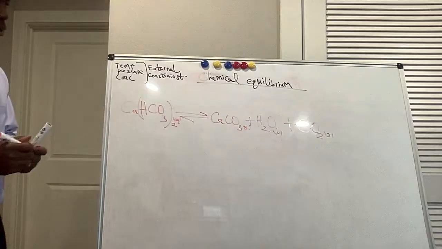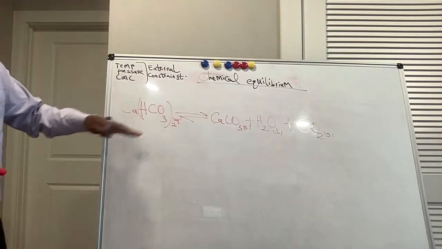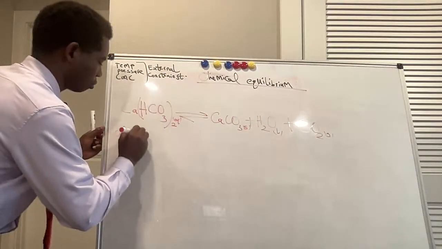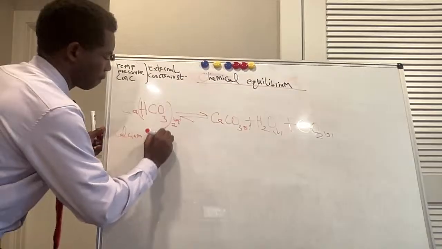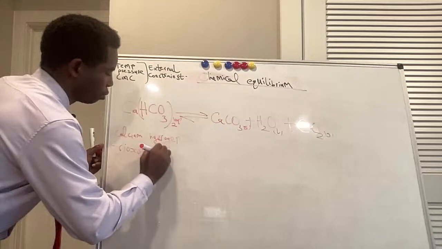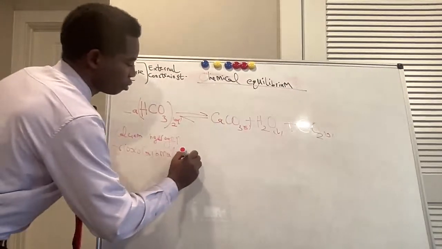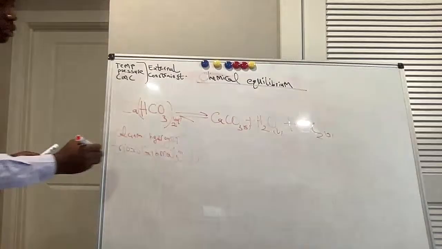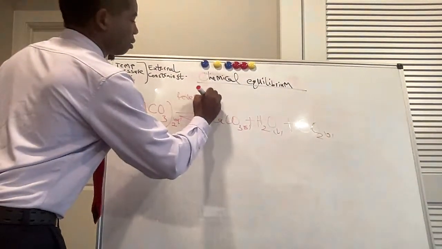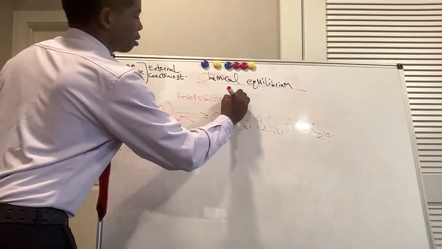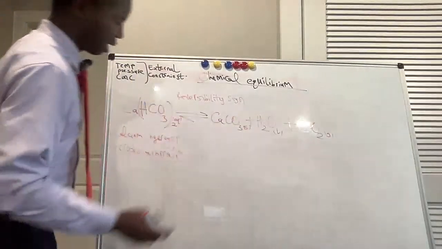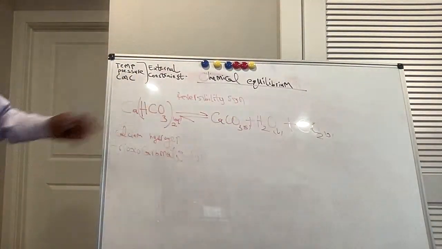Now, when calcium hydrogen carbonate, what? When it decomposes, this is our reversibility sign. When it decomposes, it produces calcium carbonate, water, and what? Carbon dioxide. Now, this is an example of a system at equilibrium.